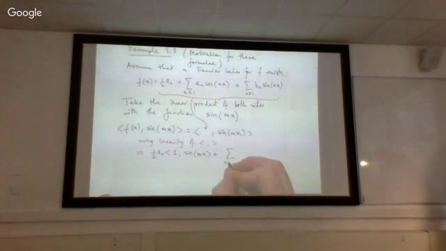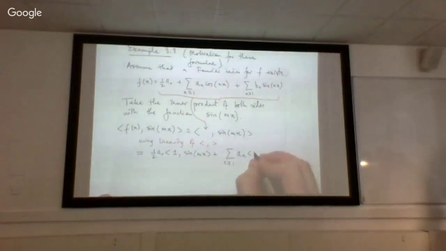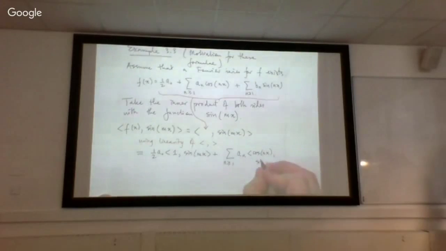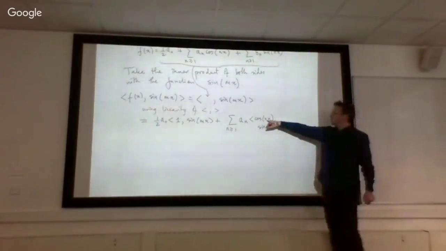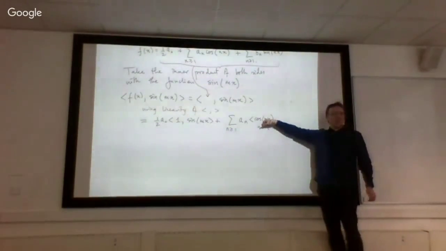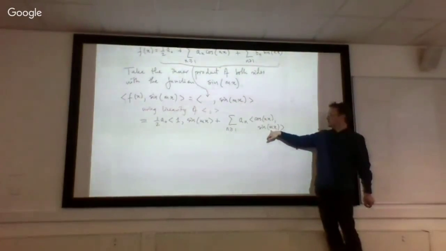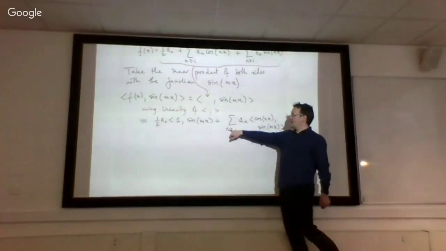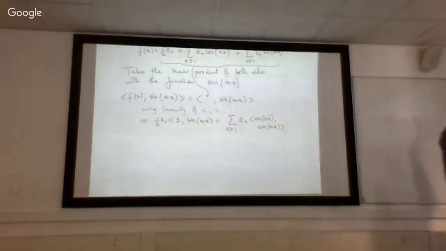And then you've got a sum over every n greater than or equal to 1, an times the inner product of the cosine function with sine of mx. So just be careful you take it down right. The parameter here in the cosine function is n. The parameter here in the sine function is m for mother. Okay. So n is ranging over every positive integer value. m is just fixed at some particular value.